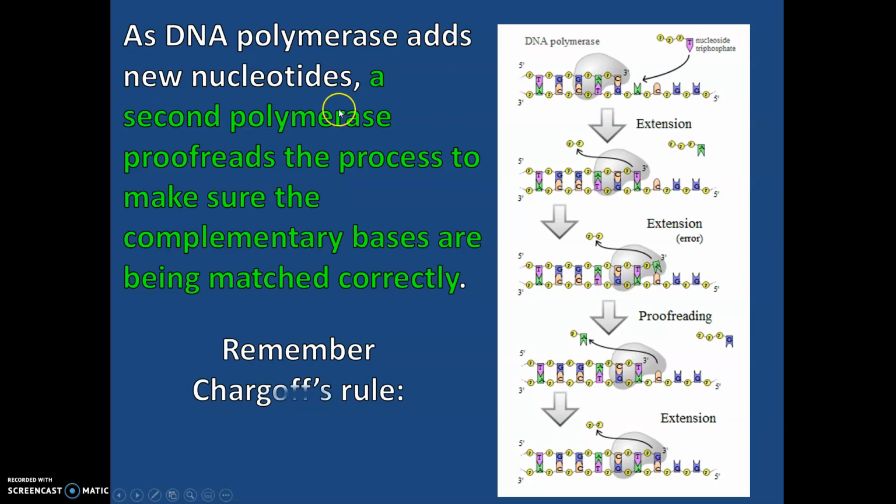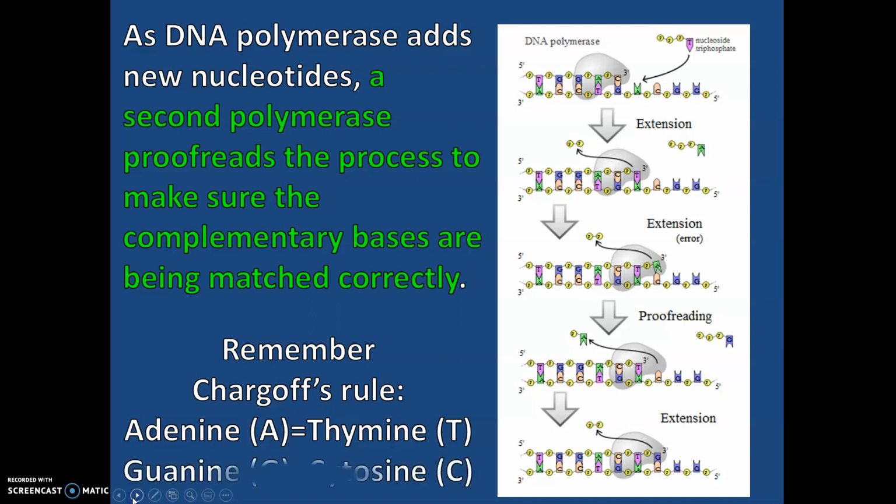Okay, so as DNA polymerase adds these new nucleotides, on one side we have our old strand of DNA, and then we have DNA polymerase adding the nucleotides to make the new copy. Another polymerase will proofread the process to make sure everything is correct on the DNA strand. So here we have the new nucleotides coming in, and then we have a double check just to make sure. So remember Chargaff's rule: adenine (A) and thymine (T) always go together, and guanine (G) and cytosine (C) always go together.